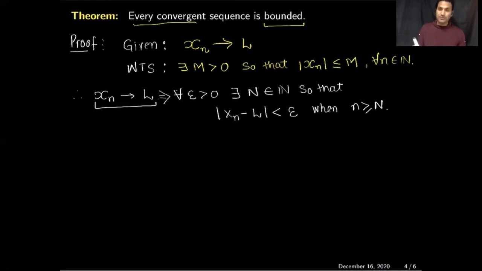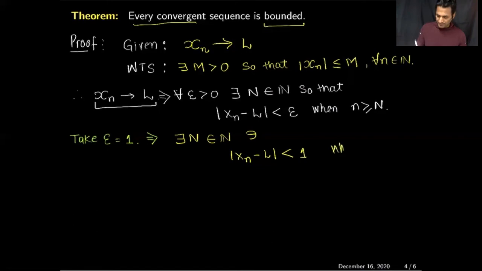Since this statement is true for all epsilon, it must also be true for one particular epsilon. So take epsilon equal to 1, and this implies, I'm going to rewrite this statement again: there exists N belonging to the set of natural numbers so that the absolute value of xn minus L is less than 1, the value of epsilon, when n is bigger than or equal to N.